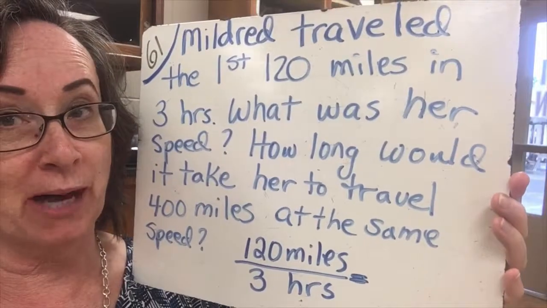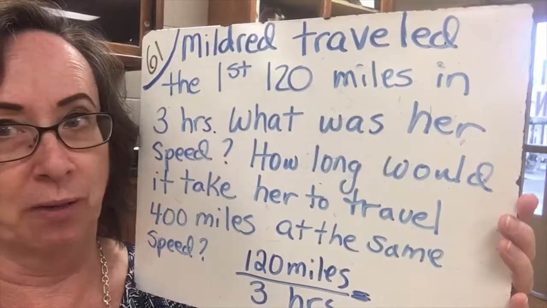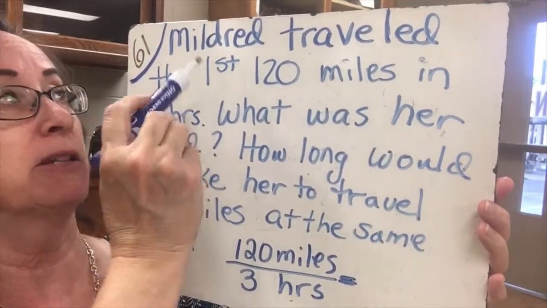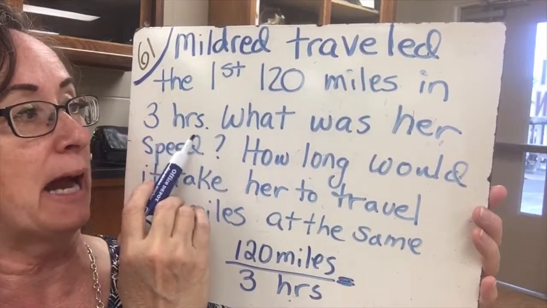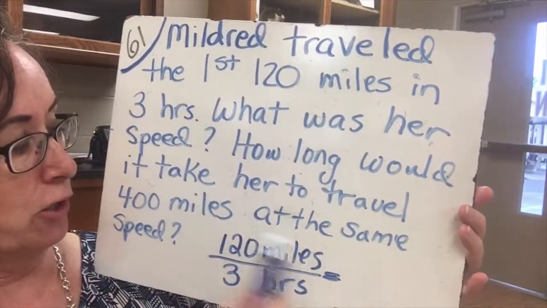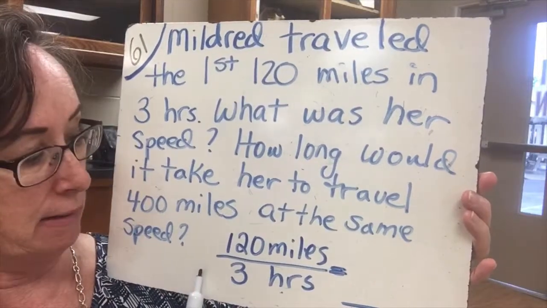Okay, so here is your practice problem. So I want you to copy it down and then pause your video. I'm going to read it to you. Mildred traveled the first 120 miles in 3 hours. What was her speed? How long would it take her to travel 400 miles at the same speed?